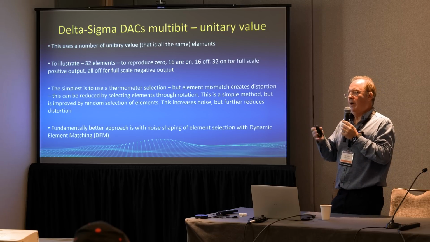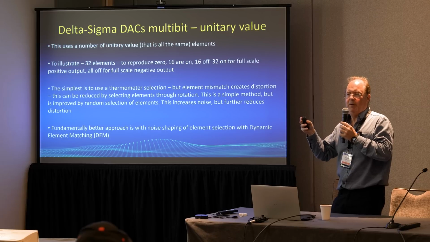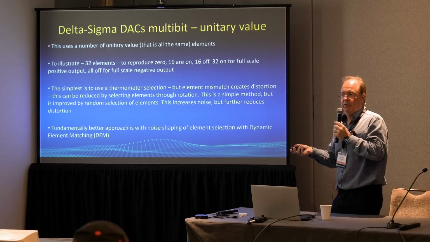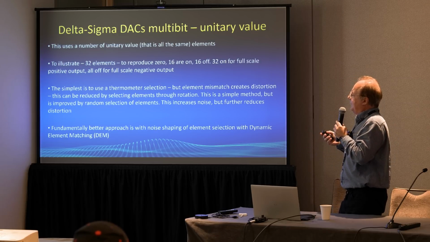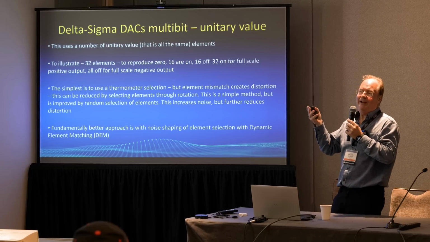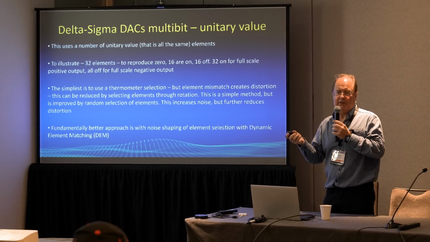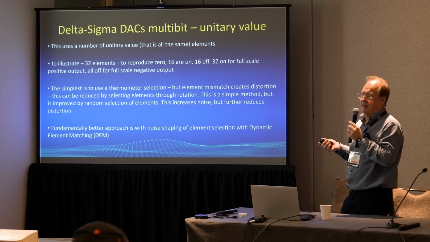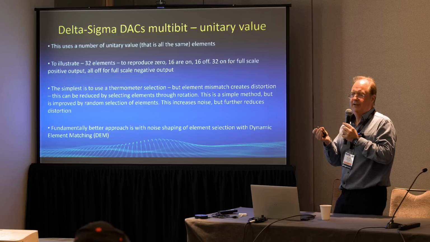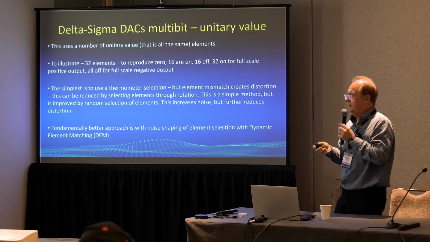So you can reduce this by rotating the element selection. Just simply move on to the next one. That way you're averaging the problem. That still creates distortion, and it also creates noise as well. There's another way of doing it, and that's to use a random multiplexing. So you randomize which elements you're using, but that still creates some form of distortion. The best way of doing it is to actually use a secondary noise shaper, and each element is being noise shaped, and they're selected depending upon what's happened in the past. That way you optimize the performance.